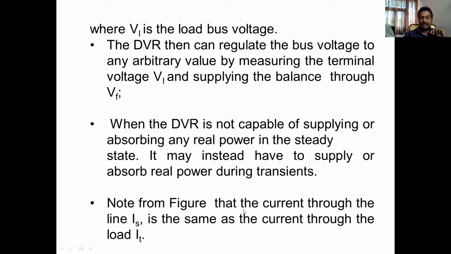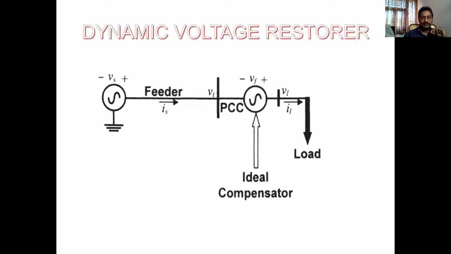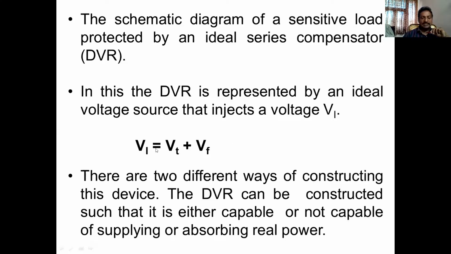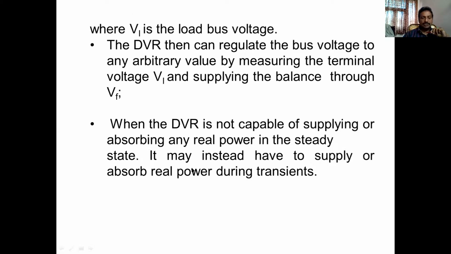Note from the above figure that the current through the line IS is the same as the current through the load. Here you will see that both are the same. Whenever there is any disturbance on the load side, it will be compensated with the help of VF.